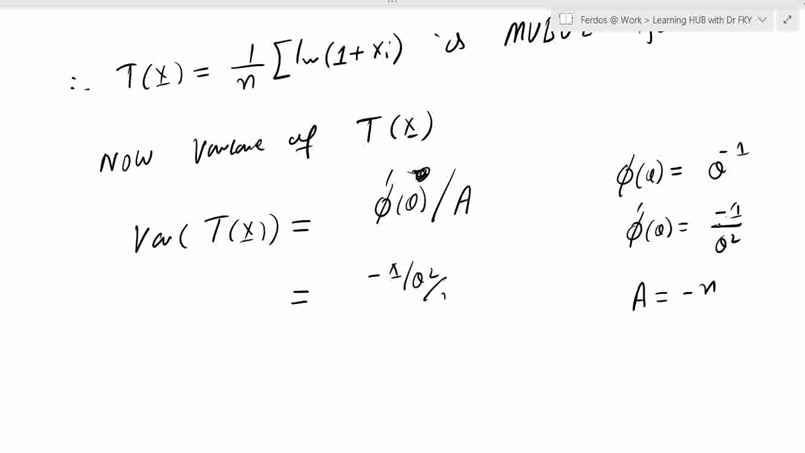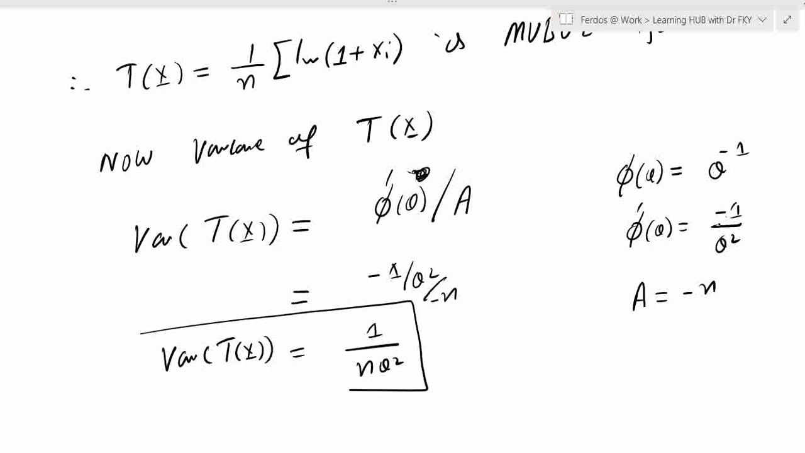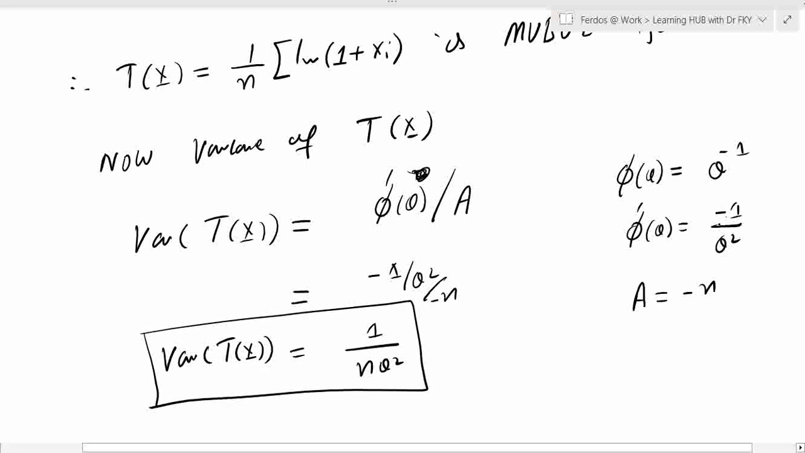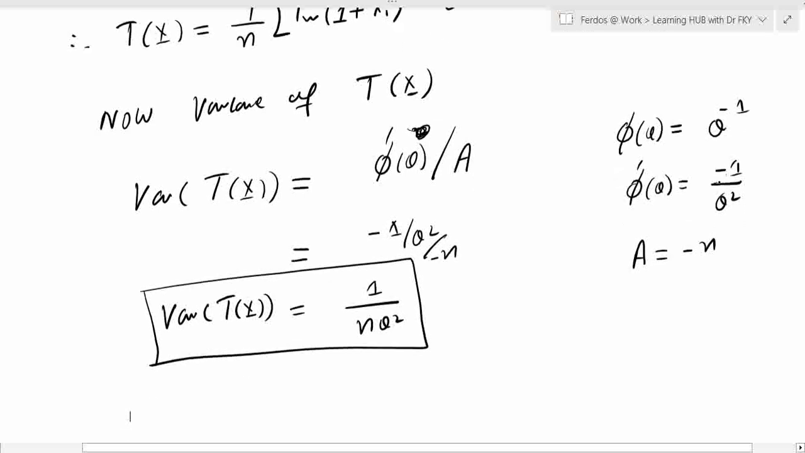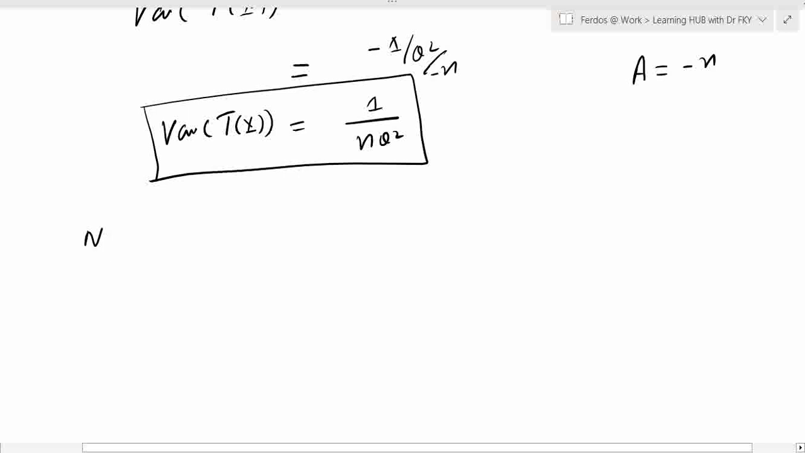divided by minus n, because a is equal to minus n. So this is equal to 1 divided by n theta square. That is the variance of t of x. So we calculated the variance of t of x. Now the lower bound of the variance of t of x.